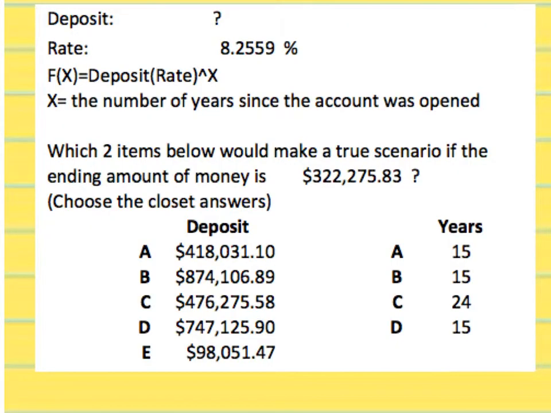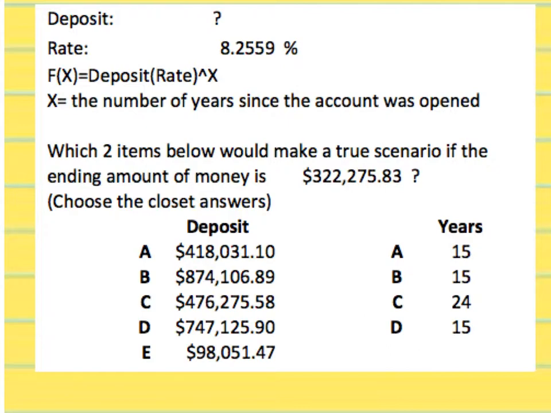You have no clue what the deposit is going to be. You do know that the rate is 8.2559%. You know that the function f of x equals deposit times the rate raised to the number of years, x. And you also know that x equals the number of years since the account was opened.